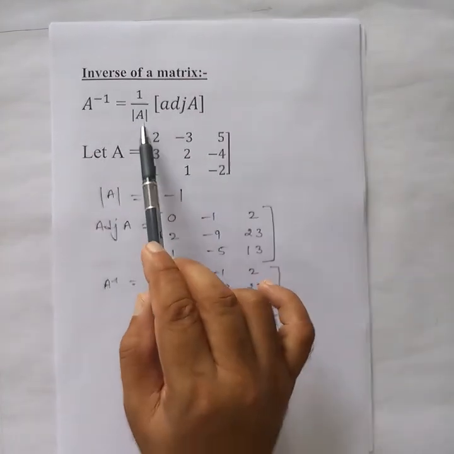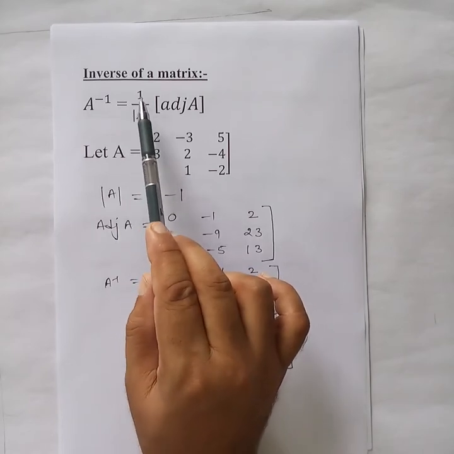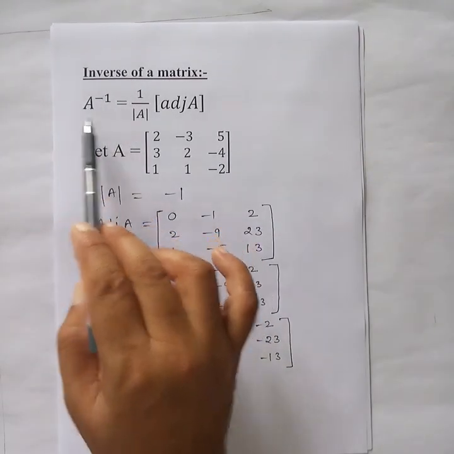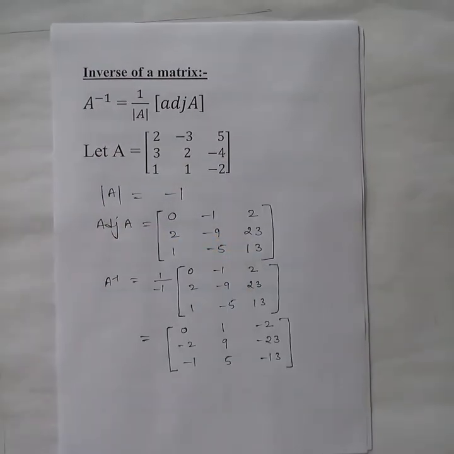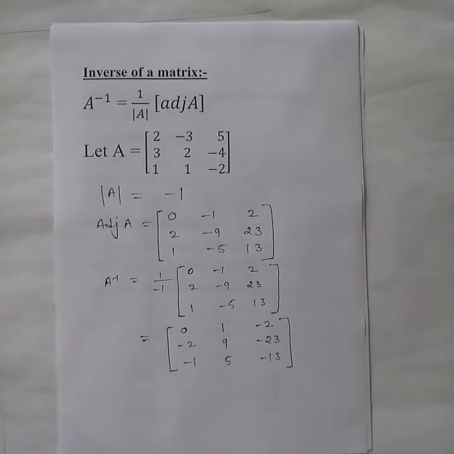So from here you can see, if determinant of this matrix is 0, then we will get 0 in denominator and we will get an undefined term. We will never find its inverse. So you have to remember that if determinant of a matrix is 0, then inverse of that matrix does not exist. That is, for inverse of a matrix to exist, the matrix should be a non-singular matrix.